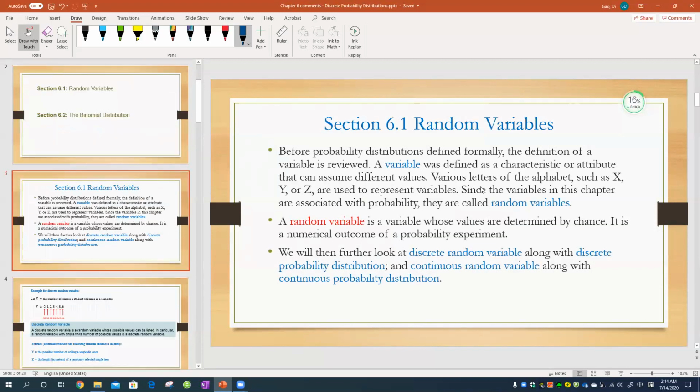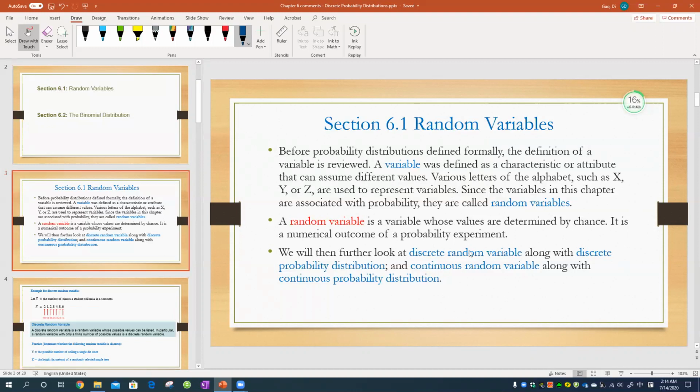So now let's start with section 6.1, random variables. Let's recall variable. A variable was defined as a characteristic or attribute that can assume different values. We always use capital letters X, Y, or Z to represent variables. Since the variables in this chapter are associated with probability, they are called random variables.